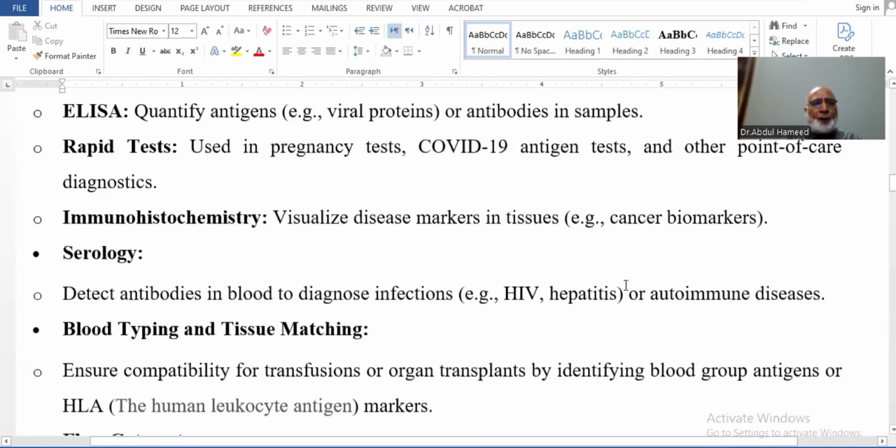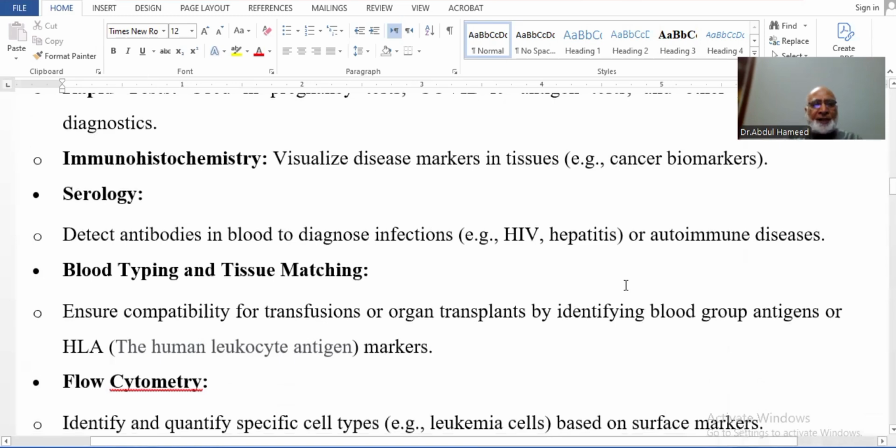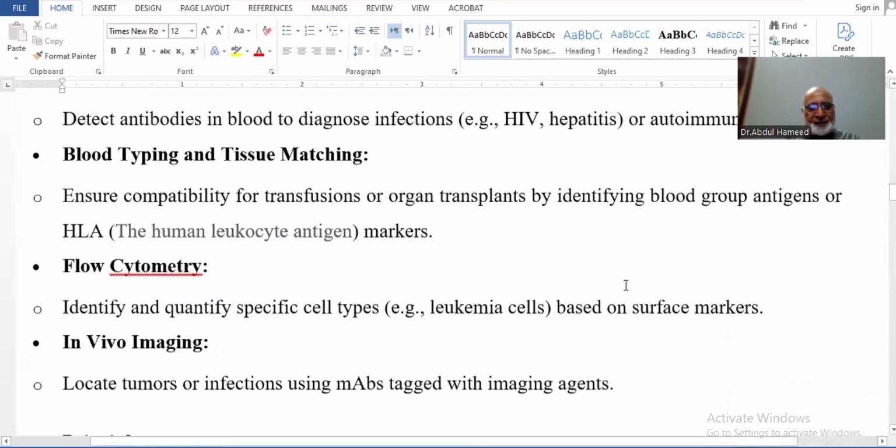Then comes immunohistochemistry, to visualize disease markers in tissues, for example cancer biomarkers, and then serology, in order to detect antibodies in blood to diagnose infections, for example HIV, hepatitis, or autoimmune diseases. Blood typing and tissue matching ensure compatibility for transfusion or organ transplant by identifying blood group antigens or HLA, meaning human leukocyte antigen markers.